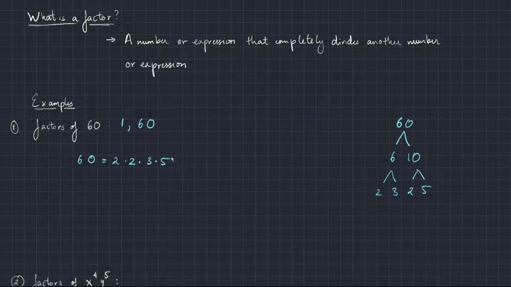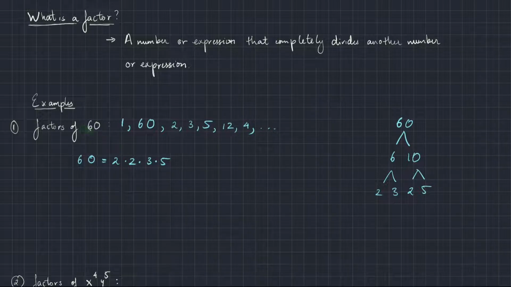So how can we use the prime factorization to find all the factors of 60? Well, any combination of the prime factors would be factors of 60. For instance, all the prime factors themselves are factors of 60, like 2, 3, and 5. But even combinations of these factors, so for example 2 times 2 times 3, which is 12, is also a factor of 60. 2 times 2, which is 4, is also a factor of 60, and so on.